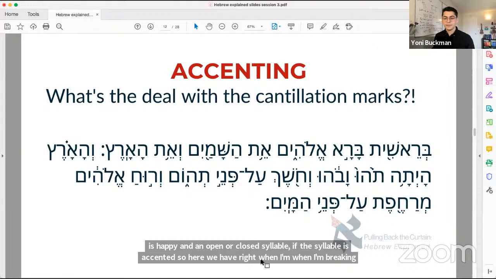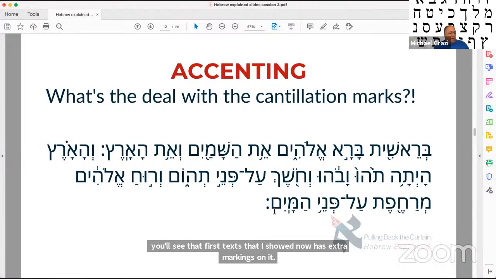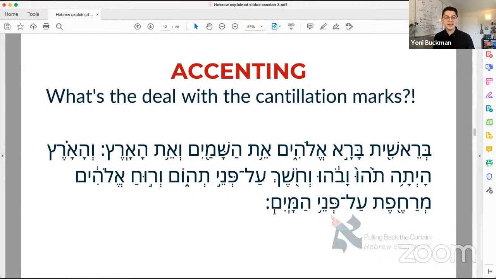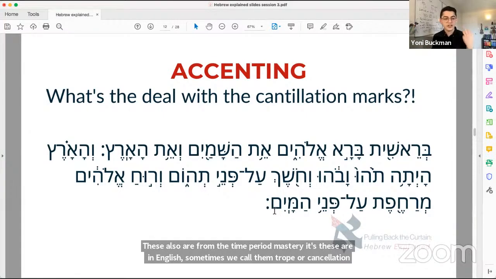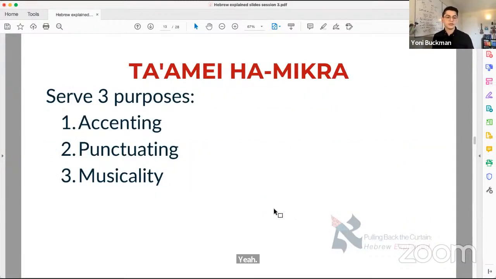And basically, what do we know about trope? What do they do? What do we focus on when we teach trope? A melody, yeah. Exactly, they help you sing. And so there are actually three functions of the ta'amim, and I hope I don't insult any of our music people, but for me at least, the least important of these three functions is the musicality of it. So I want to talk about the other two. So it really has three purposes.